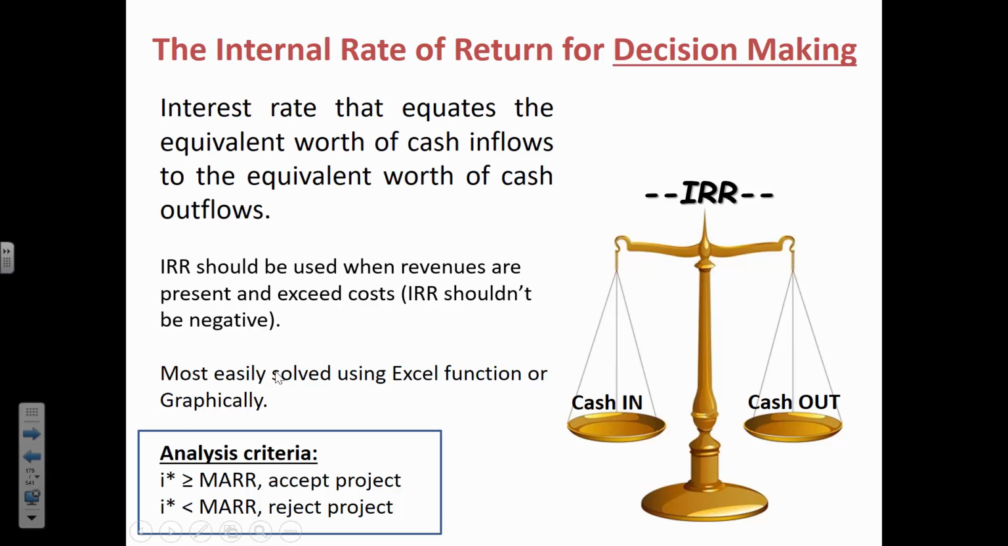Remember, analysis is when you're making decisions, and the decision is that if your internal rate of return for a certain cash flow diagram is greater than or equal to the minimum, then you'd accept the project. But if the internal rate of return for that project is less than the minimum, then you'd reject the project. So that's pretty easy to remember, that you accept the project if it gives you more than the minimum that's acceptable.